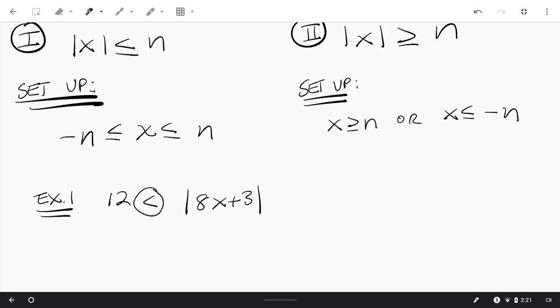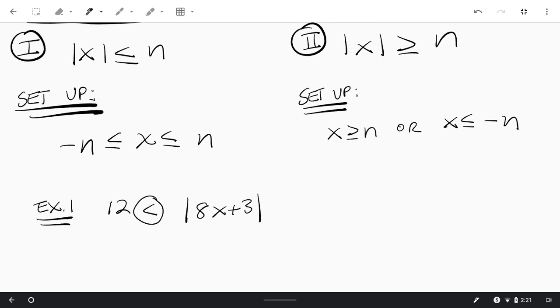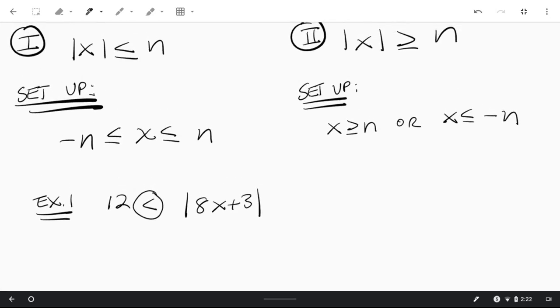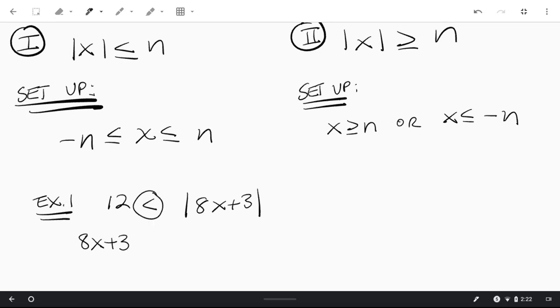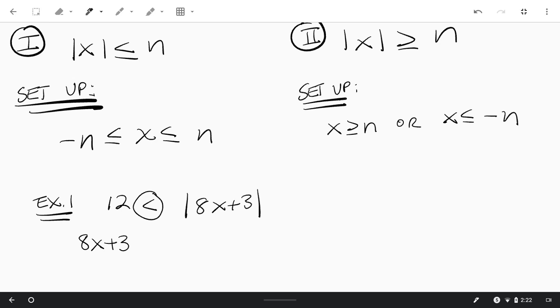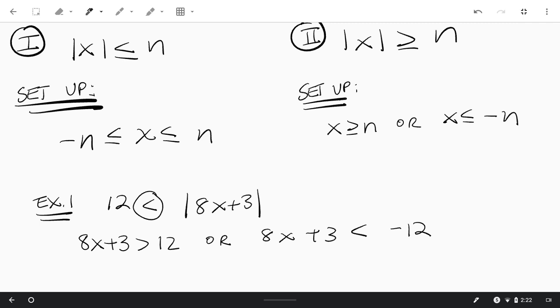So the absolute value is greater than. So when we look at the two cases up above, this one would follow case 2. Okay, so the absolute value is greater than. So if that's the case, then we have two inequalities that we need to set up: 8x plus 3 greater than 12, or 8x plus 3 less than negative 12, because these are the ones that are farther away than 12, right?